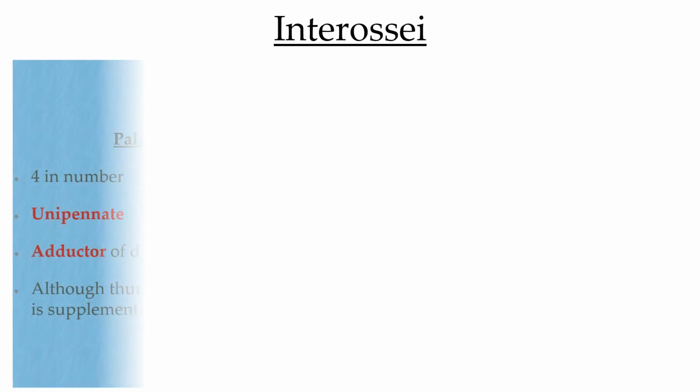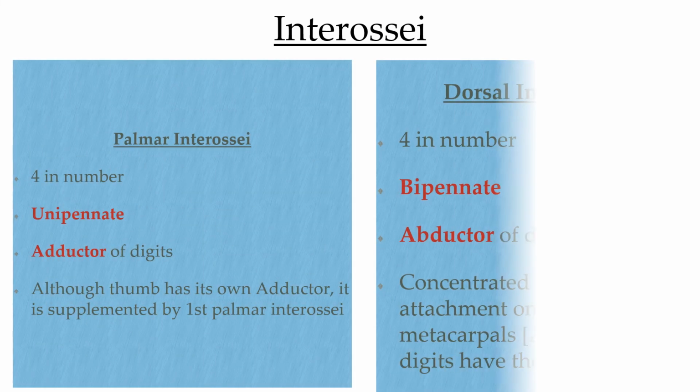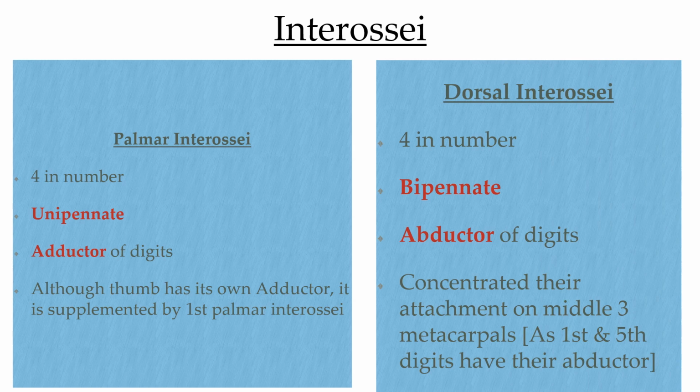The next group is interossei. We have two sets of interossei, palmar interossei and dorsal interossei. The similarity between them is that both of them are 4 in number. The difference is palmar interossei are unipinnate muscle, whereas dorsal interossei are bipinnate muscles. Palmar interossei result in adduction of the digits, whereas dorsal interossei result in abduction of the digits.